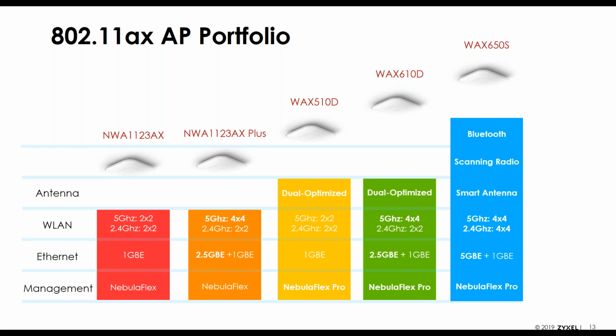So you'll start off with the 1123AX, then the AX Plus, then you go up to the WAX series, the 510D, the 610D, then the 650S, and you can see at the bottom it shows you the specifications for whether it be a 2x2 antenna or a 4x4 antenna. The 1123AX is Nebula Flex enabled, but the WAX is actually Nebula Flex Pro. So you'll get some licensing bundled in with that when you buy it. That's worth noting as well.